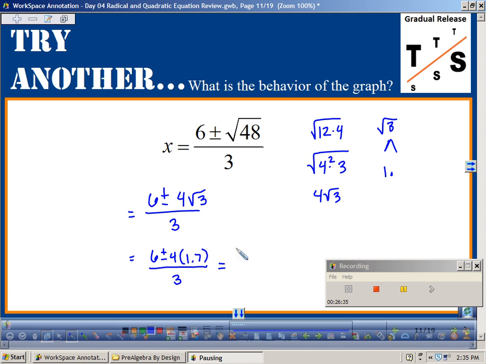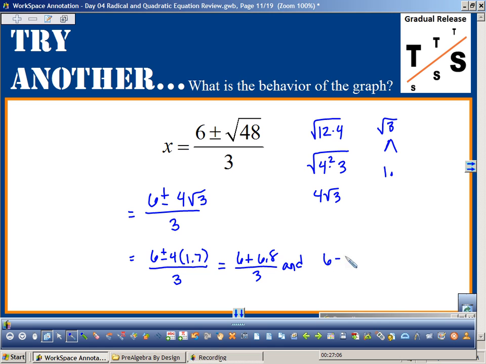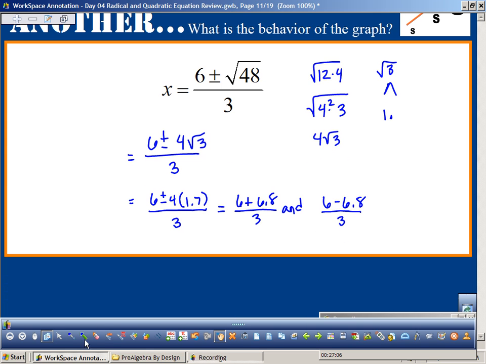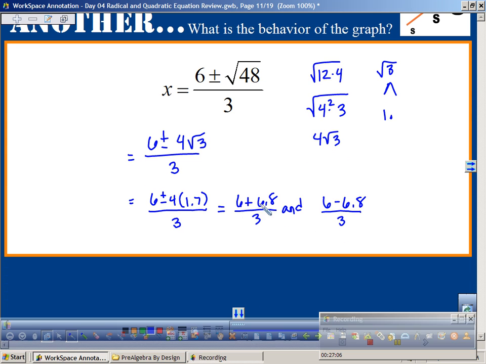See? Plugging and chugging, plugging and chugging. 6 plus 6.8 over 3 and 6 minus, you guys are being too loud. Okay. So let's finish this up. What do I get? 6 plus 6.8 should be something like what? 12.8 divided by 3? Yeah. Which should be something like what? 3 point something?